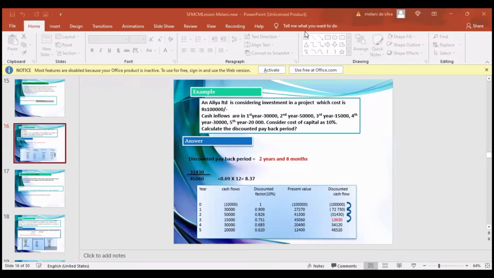Then we have to calculate the month. We have to calculate the month like this: the discounted cash flow value before the positive value divided by the discounted cash flow fourth year present value. That means 31,430 divided by 45,060. And that answer multiplied by 12 months. Therefore, the answer became 8.37. Therefore, the discounted payback period according to this question is 2 years and 8 months.